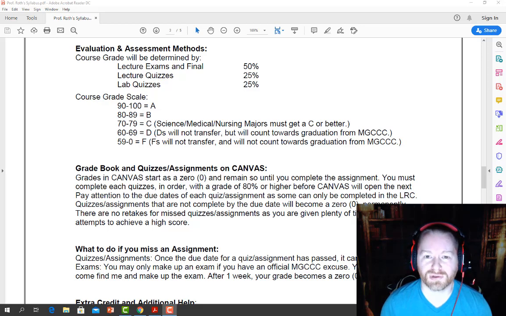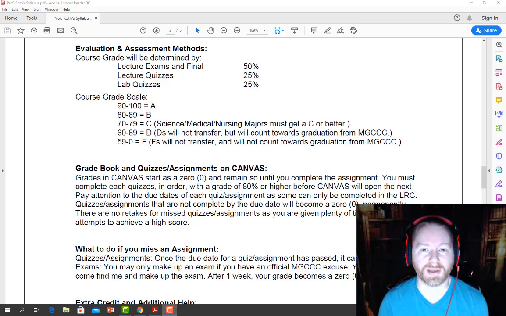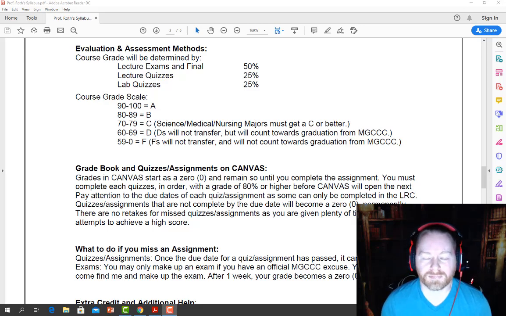But yeah, so there's 4 of them, and those 4 added together will count 50% of your overall grade in the class. So they're pretty heavily weighted compared to some of the other quizzes that we do. Lecture quizzes will take up 25%, and lab quizzes will take up the other 25% for a total of 100%. This is a 10-point grading scale, so 90 to 100 is A, 80 to 89 B, and so forth and so on. If you're a biology major and you're in the course, try to get a C or higher.